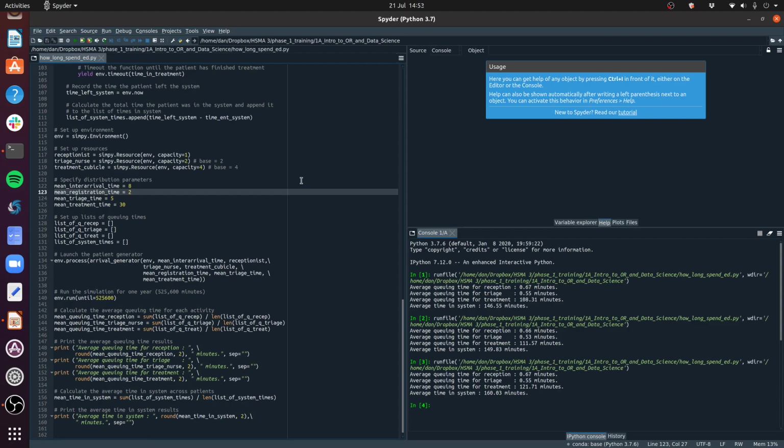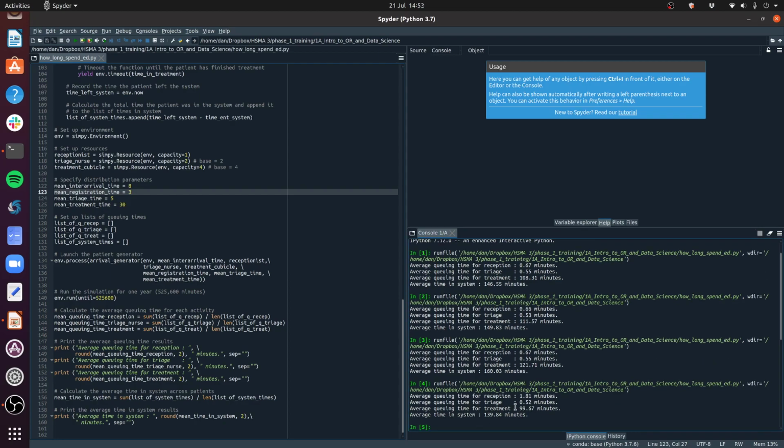So let's change now the registration time. Let's say we were wrong about the registration time, and in fact the average registration time, if we knew all of the registration times, is actually 3 minutes, for example. So it's actually a minute longer than we thought. So let's just run that model again and see what happens.